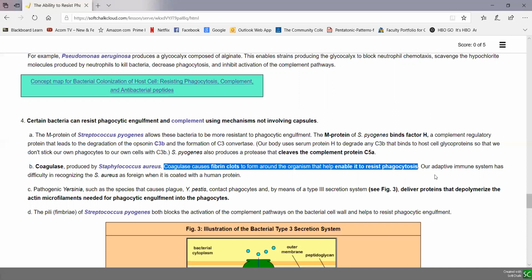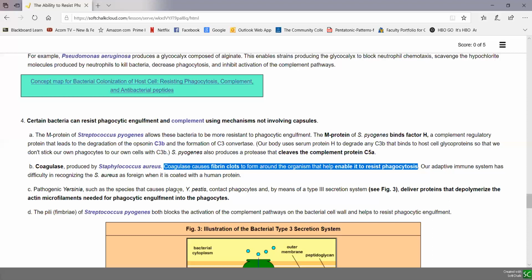And so when the bacterium becomes coated in fibrin, we don't recognize the bacterium as foreign. Our immune system just sees human protein, fibrin, and not the staph underneath. And that can make it more difficult for us to recognize the Staphylococcus aureus and remove it through phagocytosis. So there's a number of bacteria that coat themselves in human protein sometimes to mask themselves from our immune system.